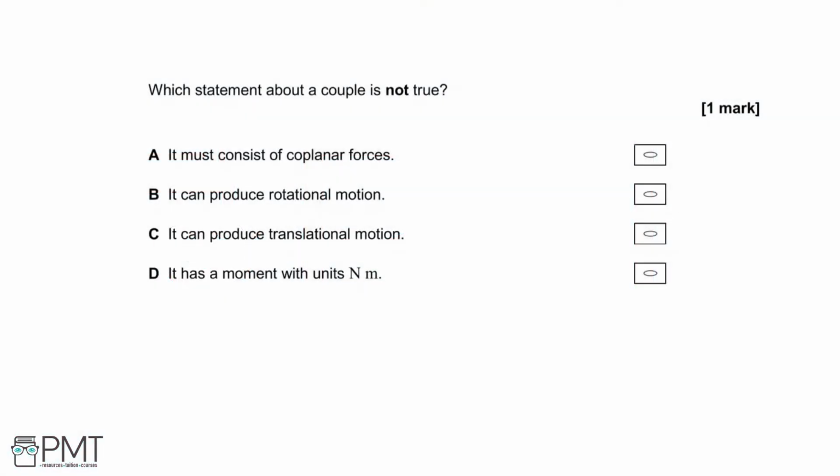Which statement about a couple is not true? We've got option A, it must consist of coplanar forces. B, it can produce rotational motion. C, it can produce translational motion. And D, it has a moment with units Newton meters. Now let's think first of all about what a couple means.